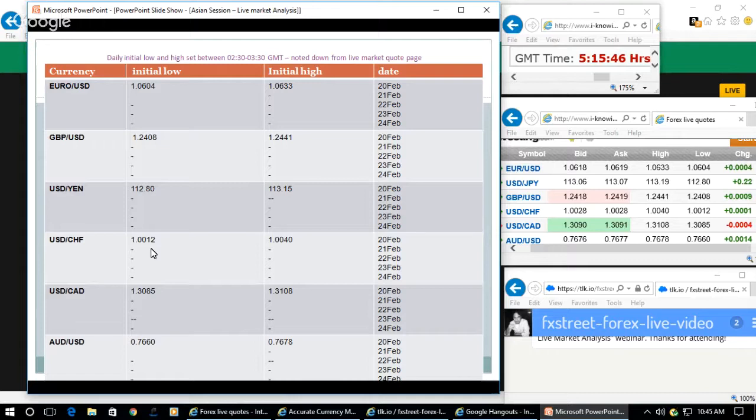In the case of CHF, 1.0012 is the low, 40 is the high, and they have not reached the low or the high. Then Canadian dollar, 3085 is the low, 3108 is the high, and they have not reached the low or the high. Then 7660 is the low in the case of the Australian dollar, 7678 is the high, and they have not reached the low or the high. So excepting USD yen, nowhere have they breached the low or the high.